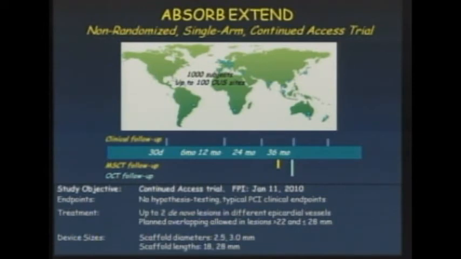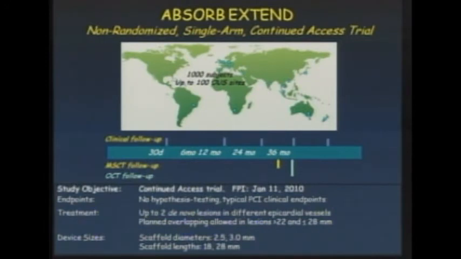As was mentioned by Dr. Serraz, this patient was included in the Absorb Extend. It is a kind of real-world registry with a bit more cumbersome cases as compared to cohorts A and B, which were first-in-man evaluations of the device. In Absorb Extend, the inclusion criteria are a bit wider. It's a non-randomized study, a continual registry.